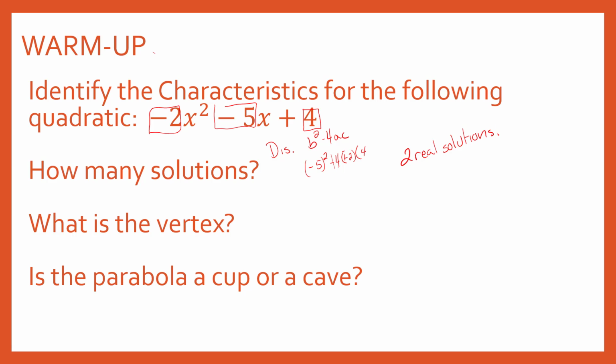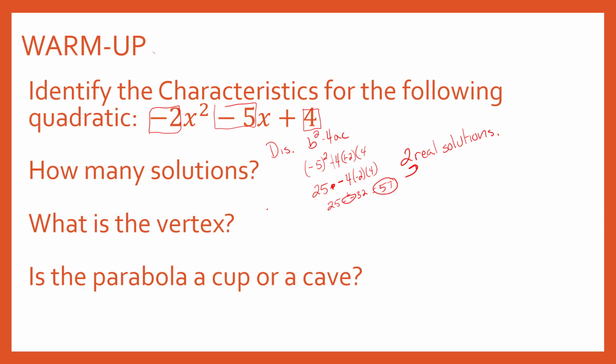For those of you that need to see it just a little bit slower, let's go through that. Negative 5 squared is 25, minus 4 times negative 2 times 4. Well, 4 times negative 2 is negative 8, times 4 is negative 32, so we end up with 25 minus negative 32, where we have a minus a negative, which becomes plus. And so 25 plus 32 gives us what, 57? Which is a positive number. So again, two real solutions.